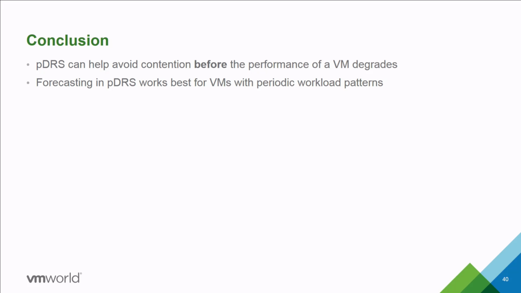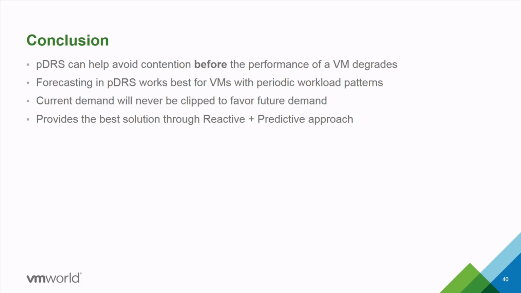And forecasting in PDRS works best for periodic workload patterns. Like I said, most of your applications start around morning sometime and then they end in the evening at some time. So for those kinds of periodic workloads, PDRS works best. The current demand of your VMs will never be clipped to favor the future requirements. This is to ensure that whatever the predictions are, your current VM performance will not have any impact. And lastly, PDRS provides the best solution because it uses a balanced approach of predicting the future requirement while at the same time reacting to unexpected spikes.